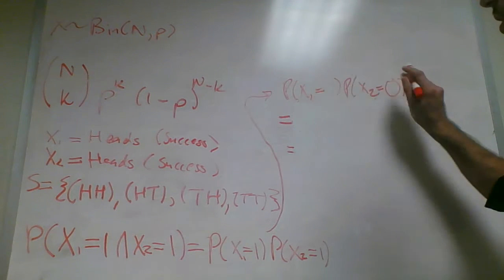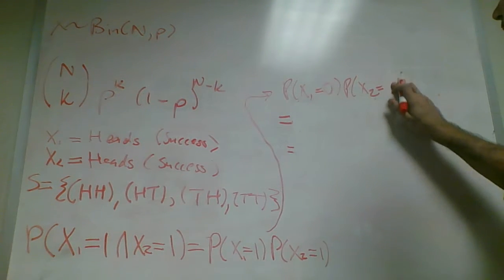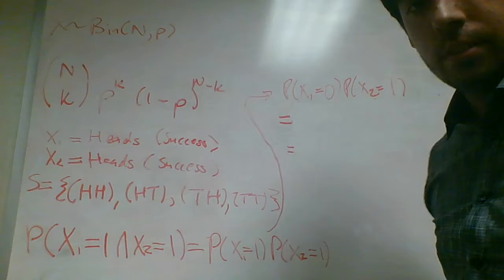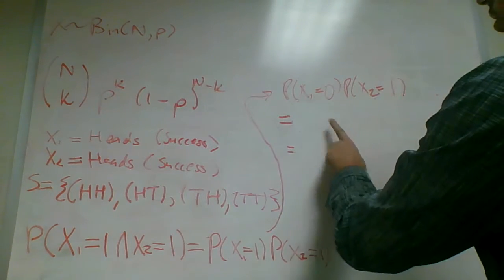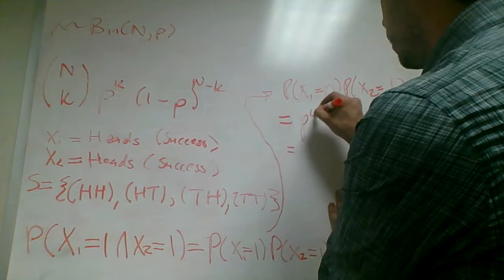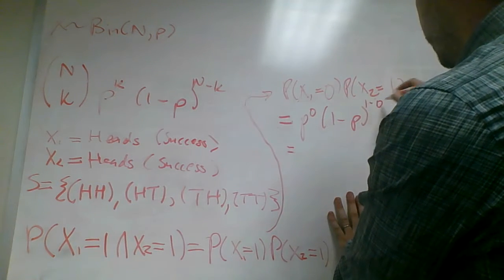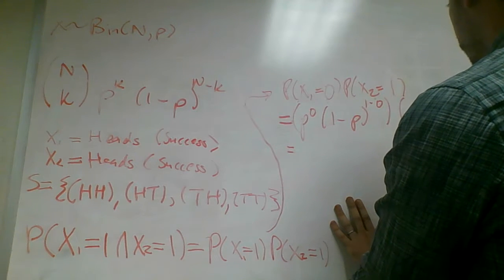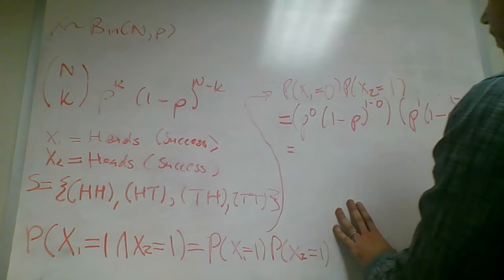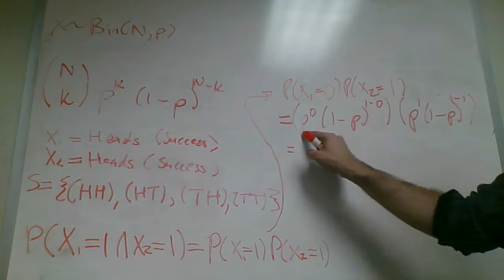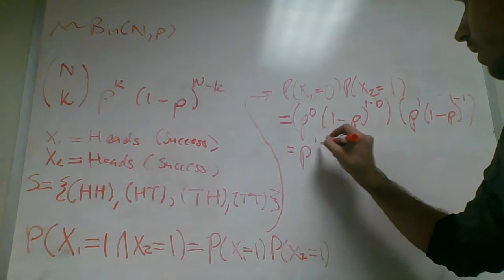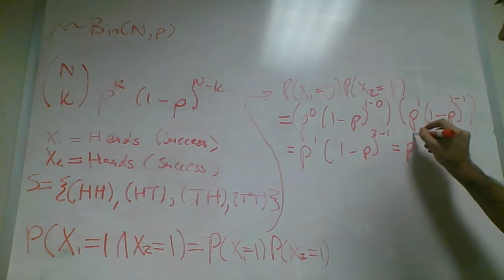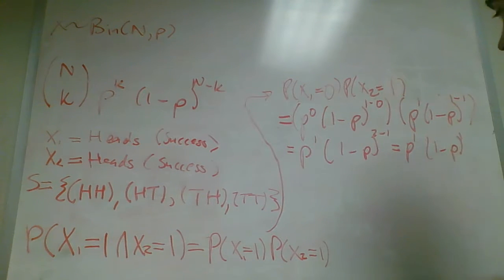So this is going to become a 0, and this is going to become a 1. All right, let me draw this a little bit better. Okay, yep, that shows up. So this is going to become p to the 0 times 1 minus p to the 1 minus 0. So that's my first Bernoulli probability. My second Bernoulli probability is p to the 1 times 1 minus p to the 1 minus 1. So when I multiply these values together, I get p to the 1 times 1 minus p to the 2 minus 1, which is just p to the 1, 1 minus p to the 1.